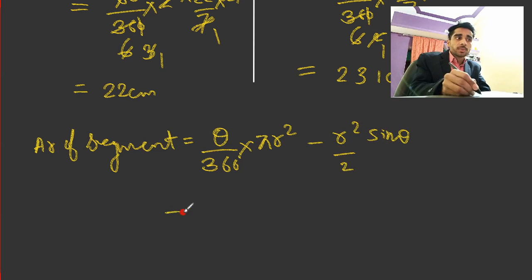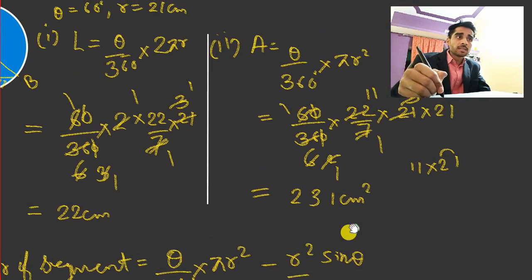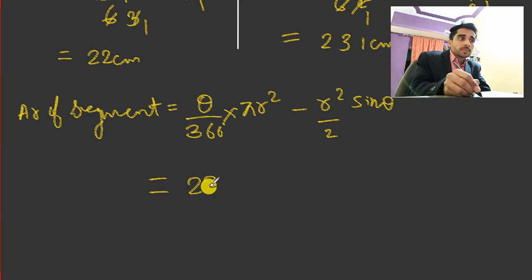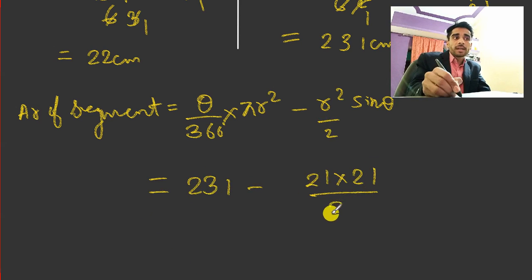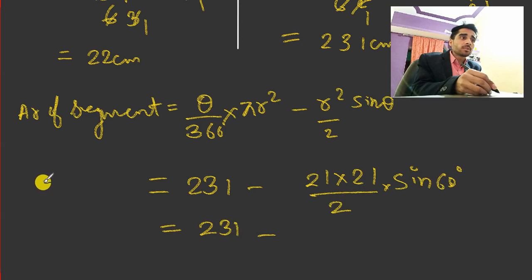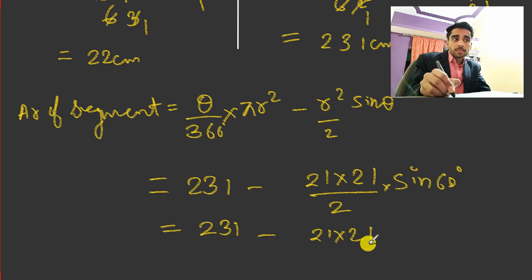Substitute the respective values, 60 upon 360. We have already calculated theta upon 360 into pi r square, this one, 231, so I am writing it here. And for this, 21 multiply 21 divided by 2 and multiply sine 60. And for sine 60 we know that sine 60 is root 3 by 2. So 231 minus 21 multiply 21 upon 2 into root 3 by 2.